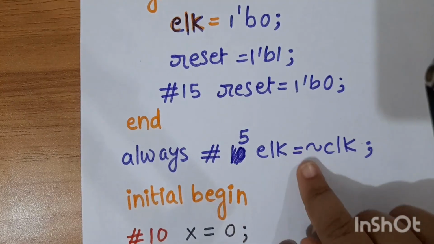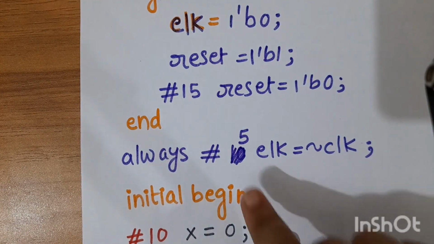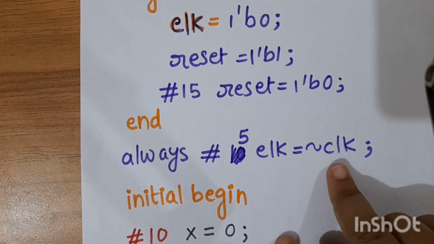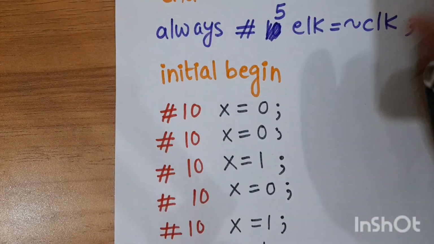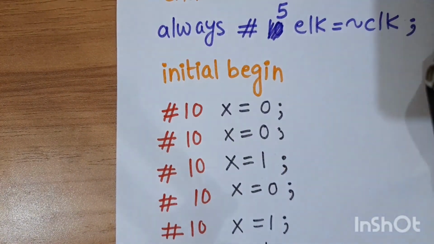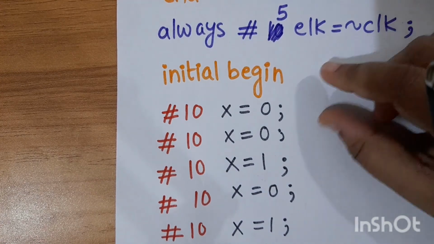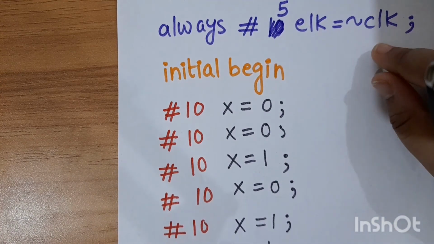Now I am always generating the clock. #5 clock is equal to not of clock semicolon. That means the clock time period is 10 time units. Now inside the initial begin end block, very easy, I am sending the input stream one after another.